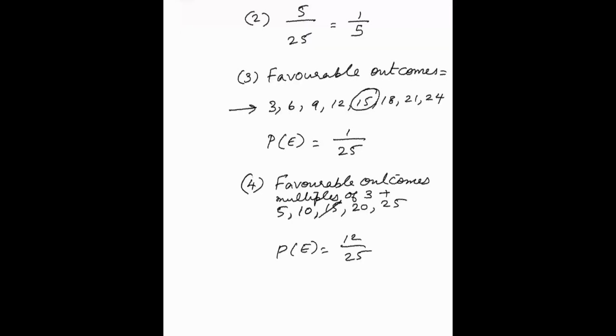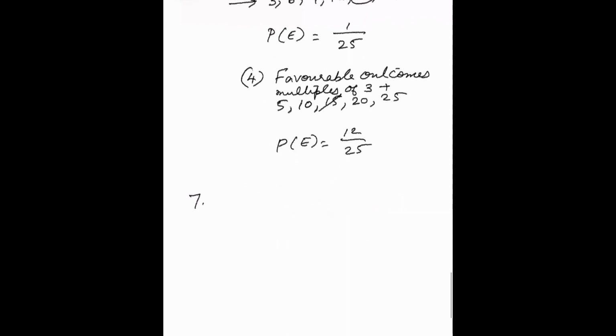Seventh question. If 2 coins are tossed once, what is the probability of getting 2 heads, at least one head, both heads or both tails. So the sample space, you have to write it down. Because there are 2 coins, 2 to the power 2 is only 4 outcomes, so you can list out everything.